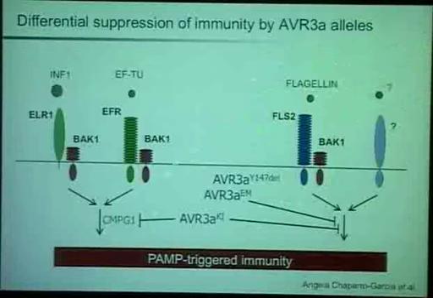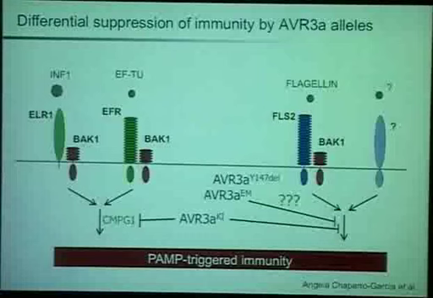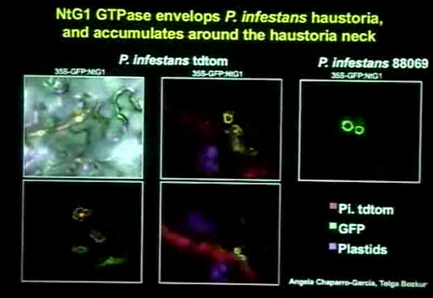But the interesting aspect here is that the other alleles of AVR3A have an additional activity, and Angela, and I think many of you were at her poster yesterday, decided to study how these alleles suppress the flagellin elicited response. Again, a couple of slides on this topic. So Angela discovered that there is a target for this effector, for AVR3A.